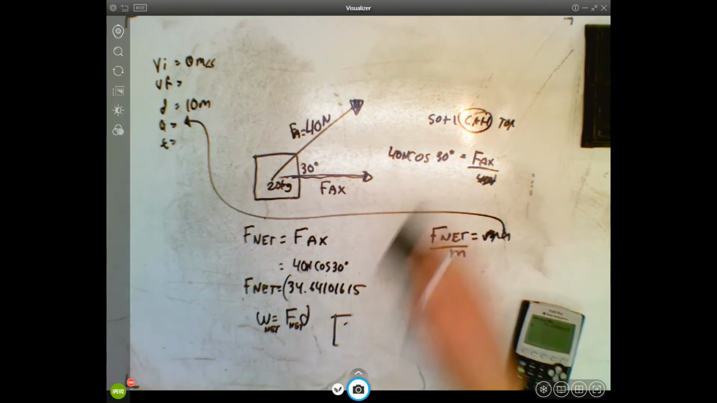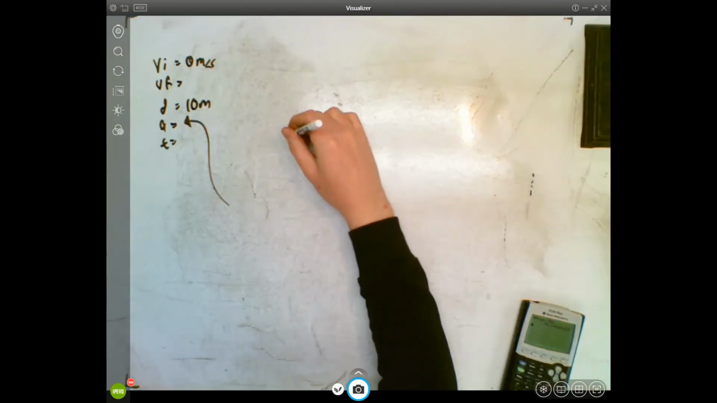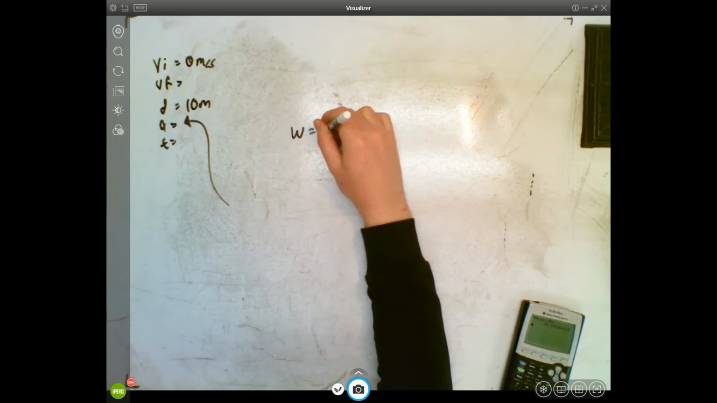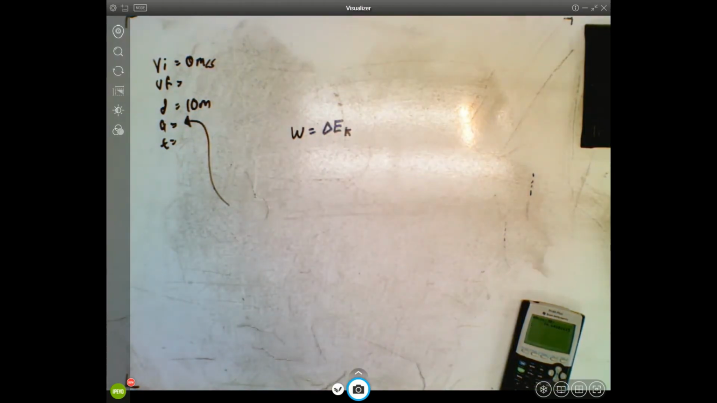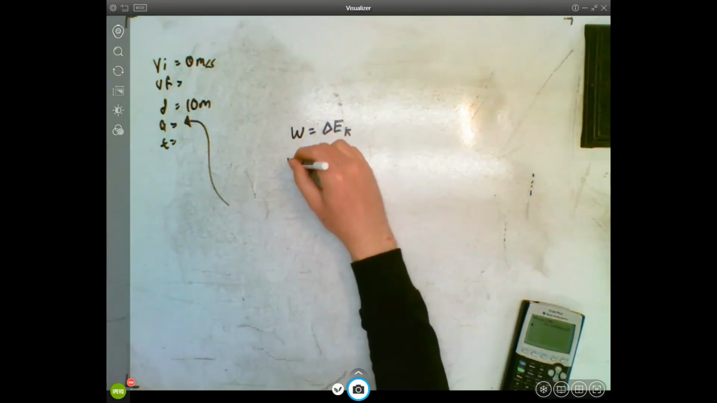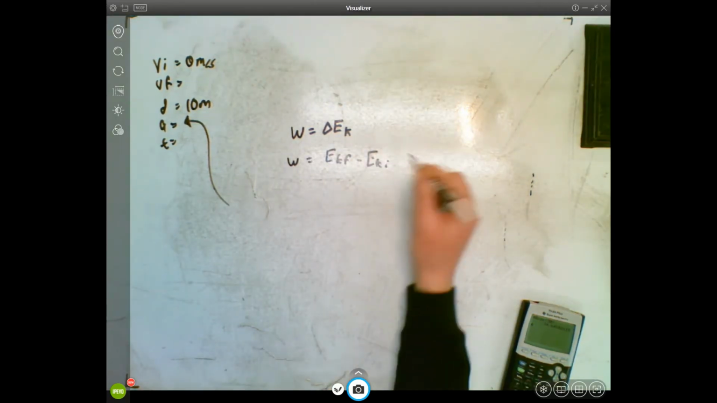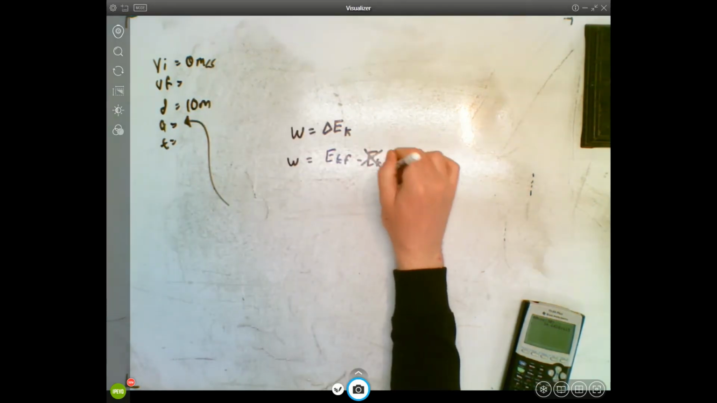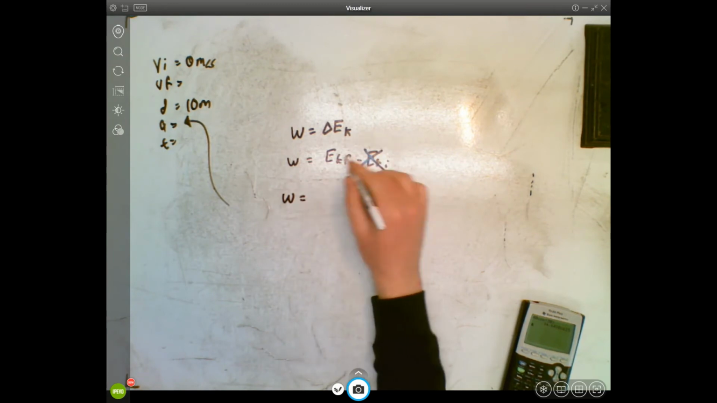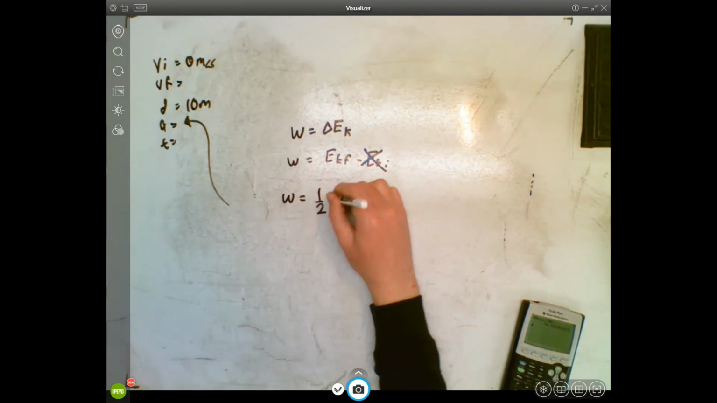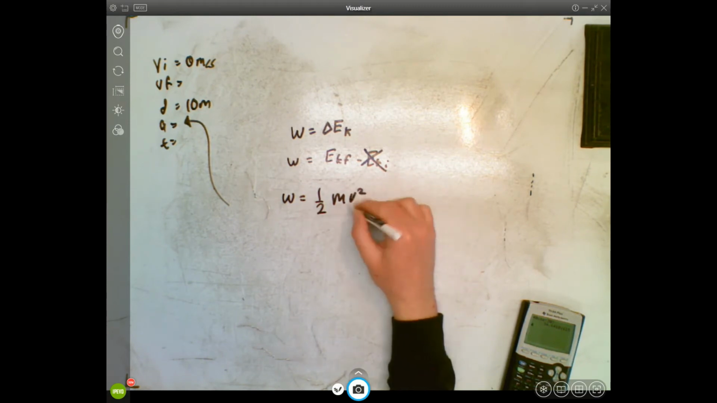So I'm just going to erase some of this. We could also use our work equals our change in energy, and we're changing our kinetic energy here, right? So it's going to be kinetic energy final minus kinetic energy initial, and if we start with the speed of 0, we have no kinetic energy initial, so work is equal to our kinetic energy final. So we just have to rearrange this and solve for our V.